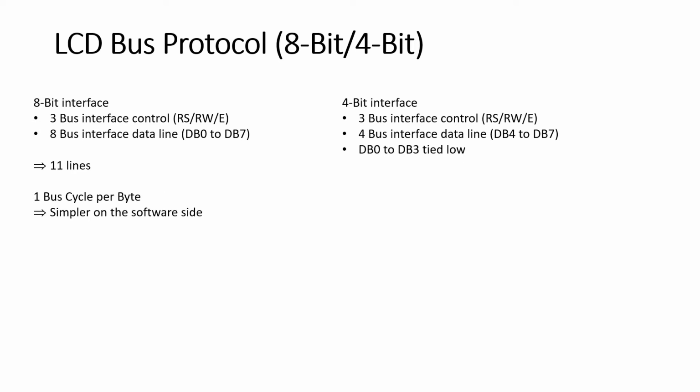There's another option which is a 4-bit interface, and that only uses 4 of the 8 interface data lines and ties the data lines DB0 to DB3 low. In this case you only have 7 lines going from the CPU to the LCD display, and thus you need 2 bus cycles per byte. So this is a bit more complex on the software side to send or read data to or from the LCD display.